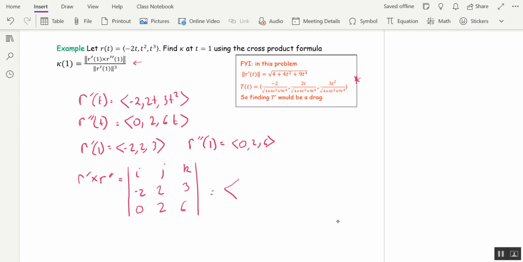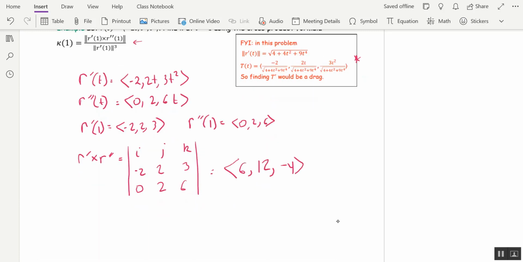All right, first component is going to be 12 minus 6, which is 6. The second component will be negative 12 minus 0, but then it's negative. Remember, the second component is negative, so this will be positive 12, and the last component will be negative 4. And you should pause the video and make sure you can verify those numbers.